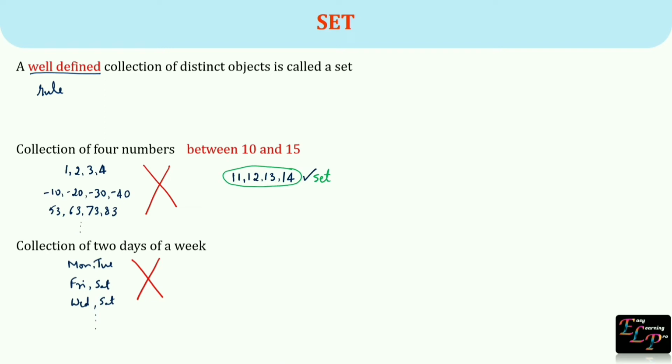Instead, if I say collection of 2 days of a week starting with letter T, now the only possible collection is Tuesday, Thursday. This is a well-defined collection and we call this collection a set.